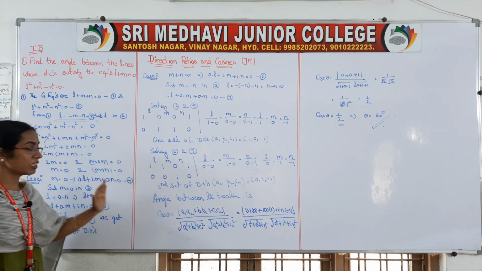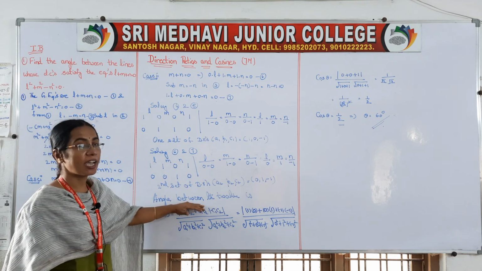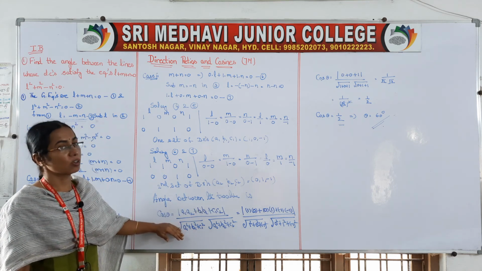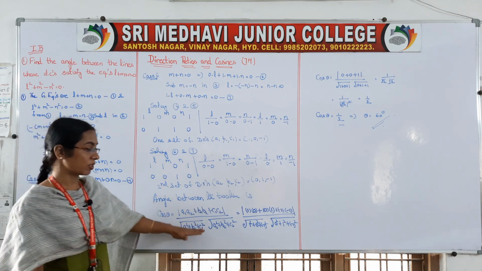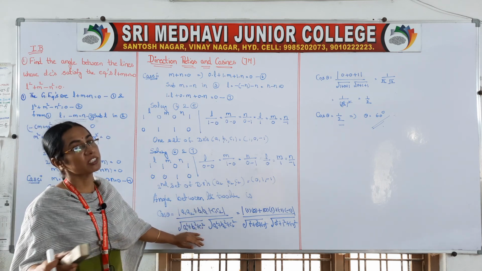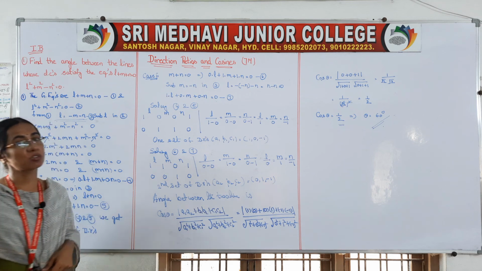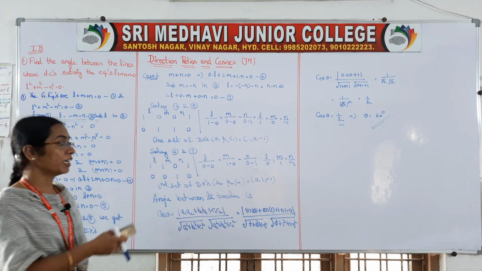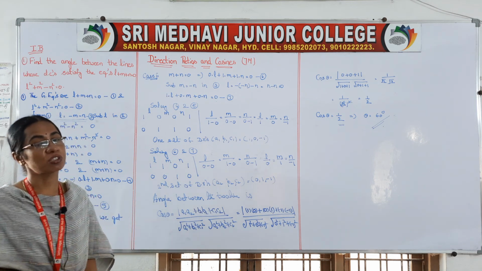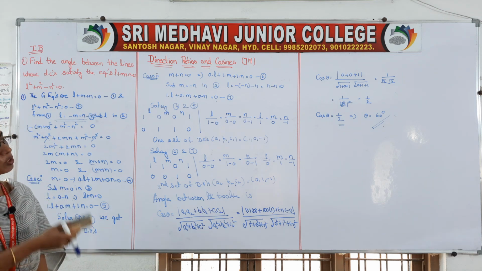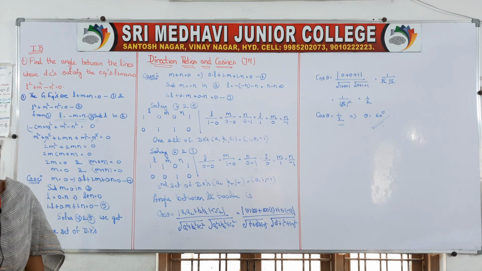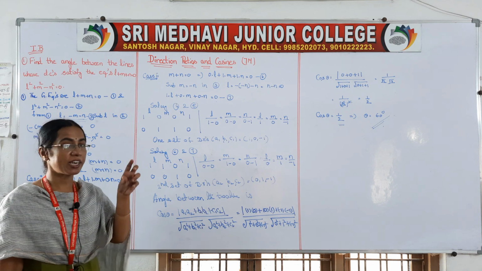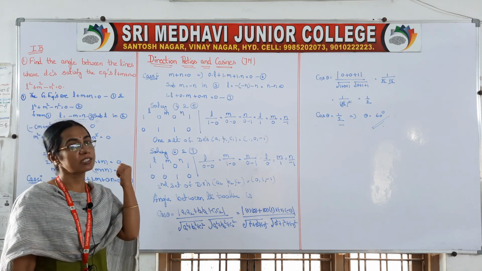So once the direction ratios are known, you find the angle between two lines. Okay, so cos theta is equal to, this is the formula, where a1 b1 c1 are the direction ratios of the first line and a2 b2 c2 are the direction ratios of the second line. Substitute and simplify, you will get your required angle with this method.